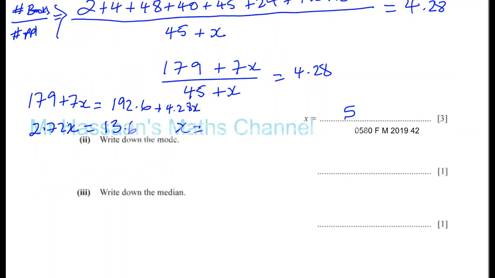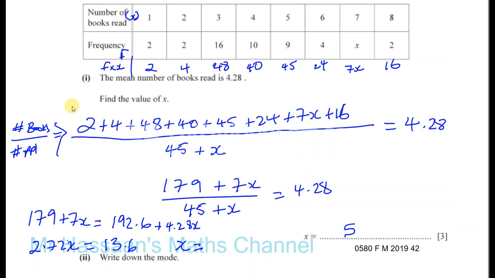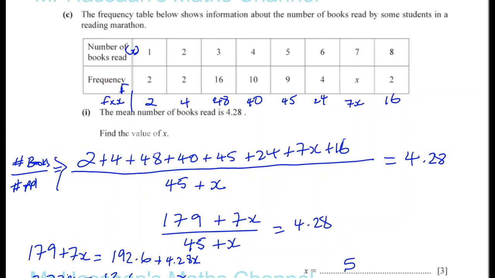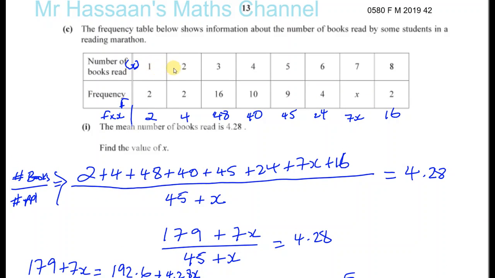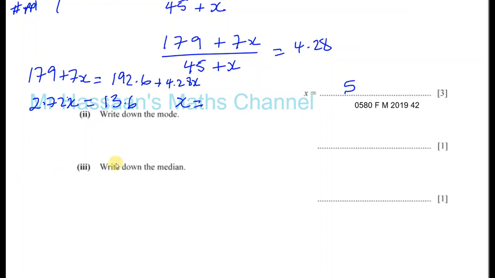Now the mode is the number of books read which was read the most frequently. You can see here this is 5, so you can compare them all now. So 16 is the frequency which is the highest. That means this 3 is the mode because it was the number of books read the most frequently. 16 people read 3 books. There were no other number of books read more frequently than 3. So 3 is the mode.